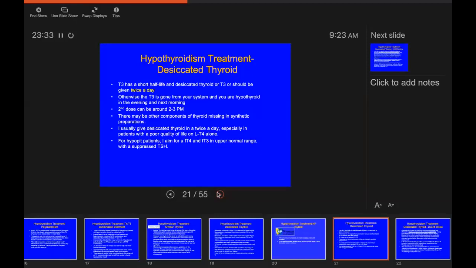And then for the hypopit patients that have essential hypothyroidism, I usually aim for a free T4 and free T3 in the upper normal range with a suppressed TSH. Primary, I sort of do the same thing also a little bit, but certainly for people with essential hypothyroidism, that's what I would do.